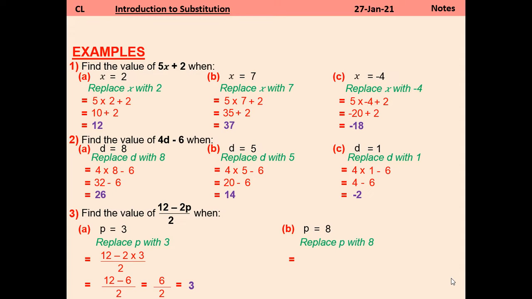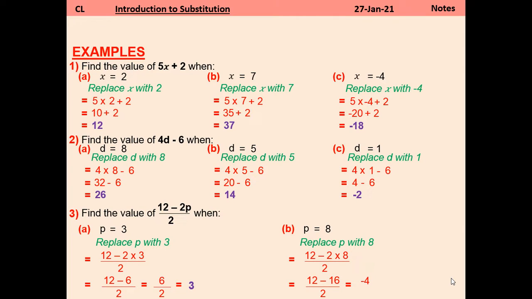p is equal to 8 now. Replace the p with 8. So you do 12 minus 2 times 8, because there is 2p over there, divided by 2. Clean up the top. What is 2 times 8? 16, right? So it'll be 12 minus 16 at the top, divided by 2. Well, what is 12 minus 16? You know 16 minus 12 is 4. But I'm doing 12 minus 16 now. That gives me minus 4.